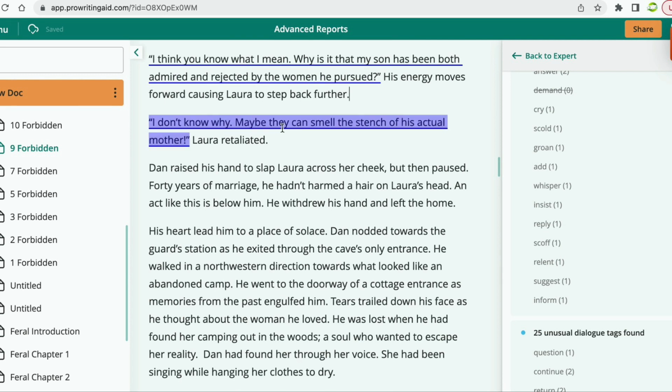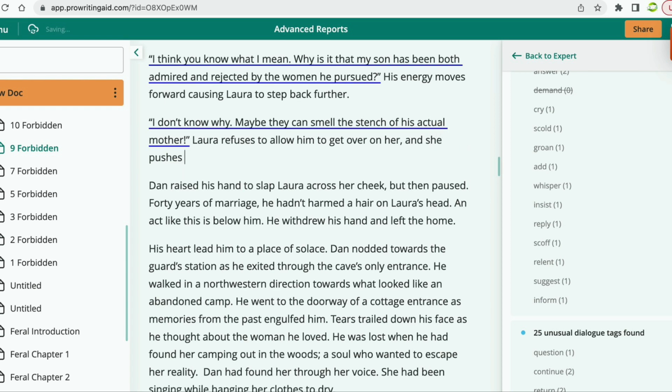I don't know why. Maybe they didn't smell the same. Okay, so she's still trying to hold her ground. So Laura refuses to allow him to get over on her, and she pushes back.